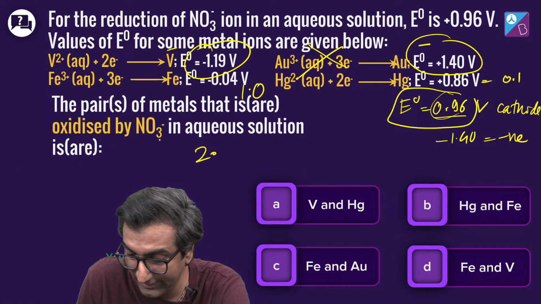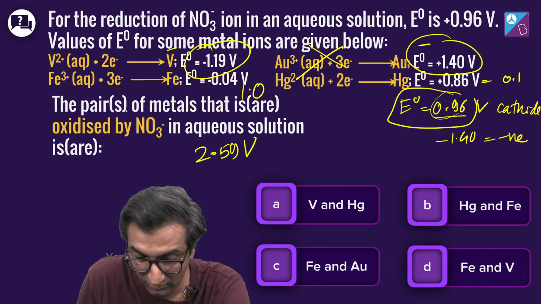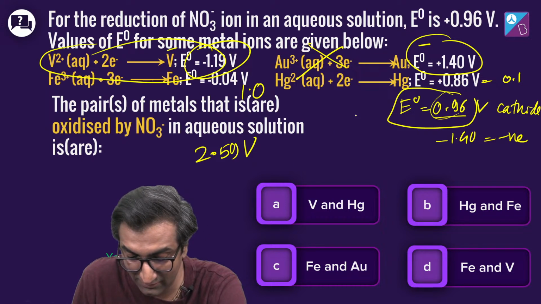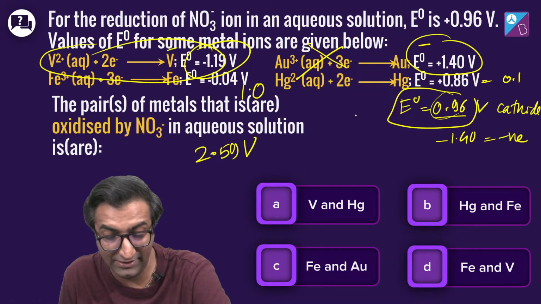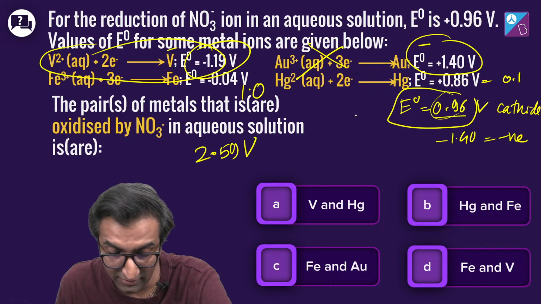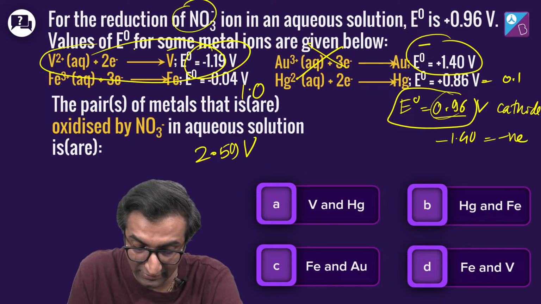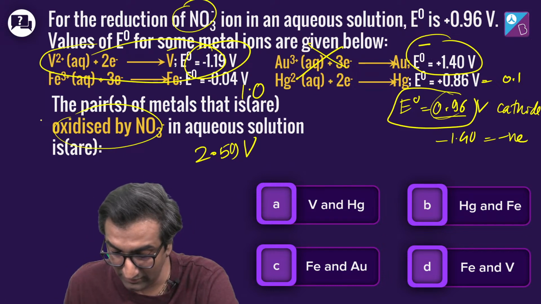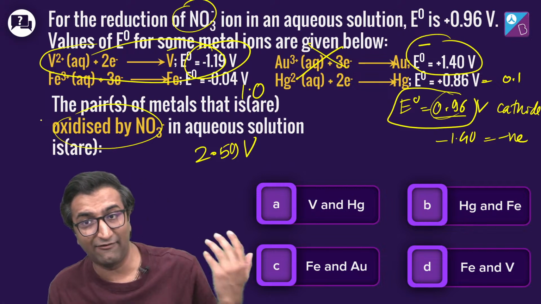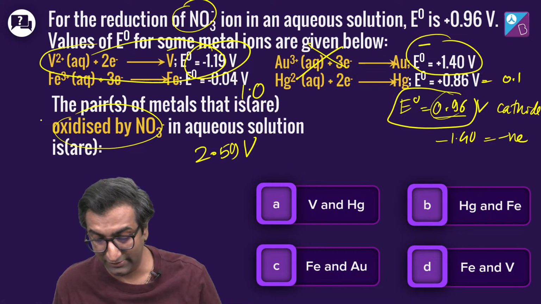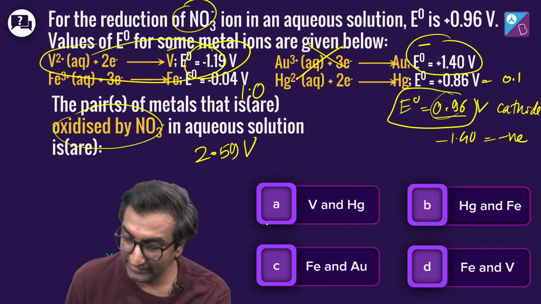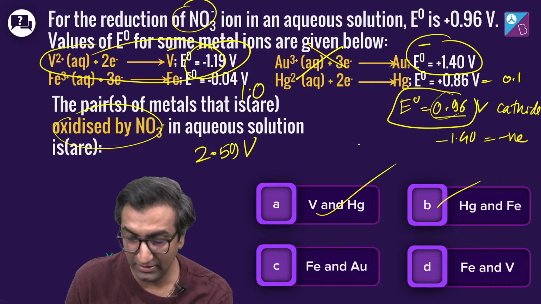This becomes 2.59. Wow. वाओ, सो वेनेडियम को तो डेफिनेटली ऑक्सीडाइज कर रहा है. So this guy gets reduced and it oxidizes the other of them. सो गोल्ड के अलावा एवरीथिंग एल्स इज बीइंग ऑक्सीडाइज्ड बाय नाइट्रेट. सो जिस ऑप्शन में गोल्ड नहीं है, दैट्स गोइंग टू बी द आंसर. दैट वुड बी A, B एंड D.